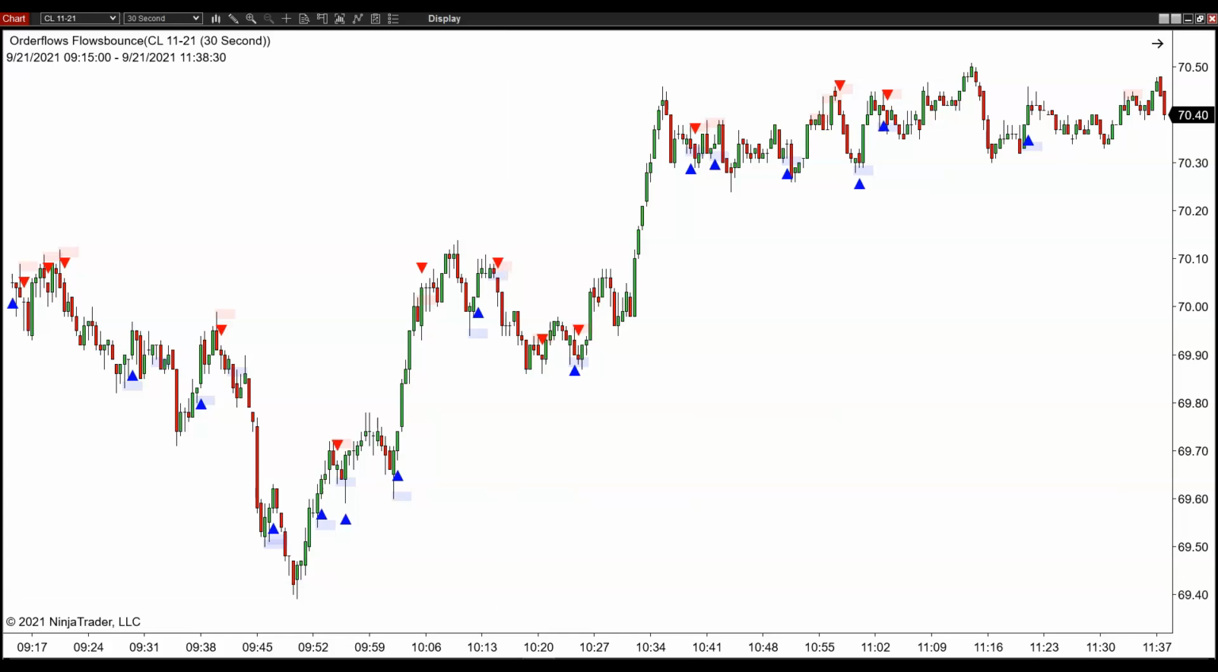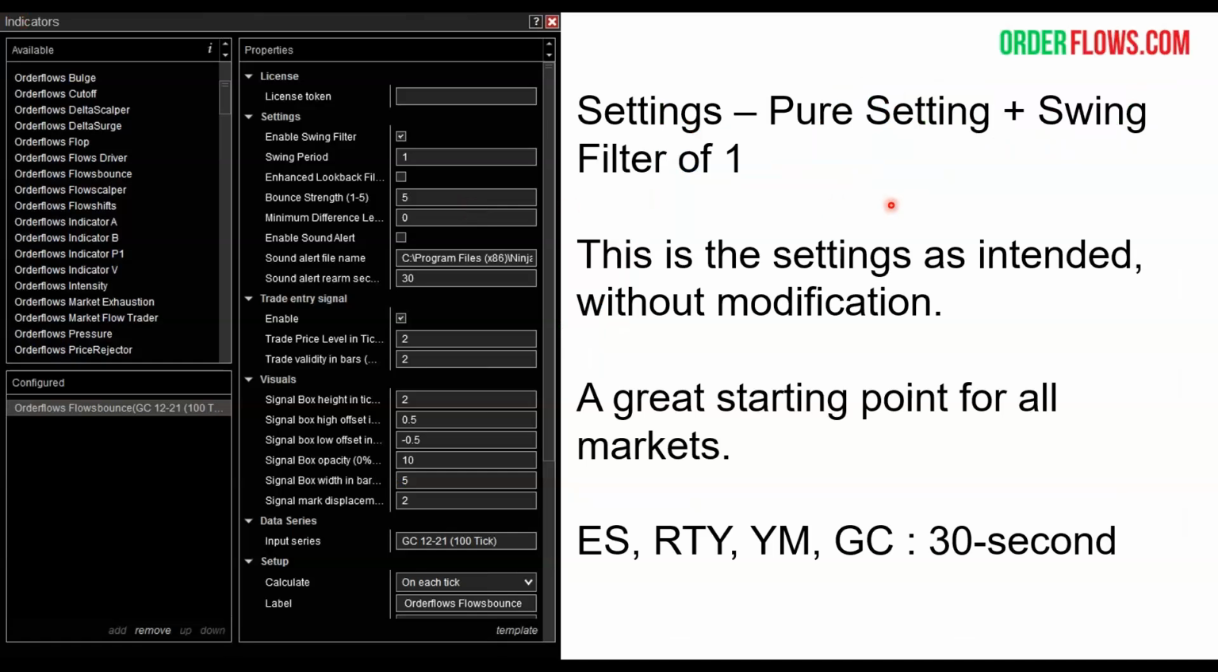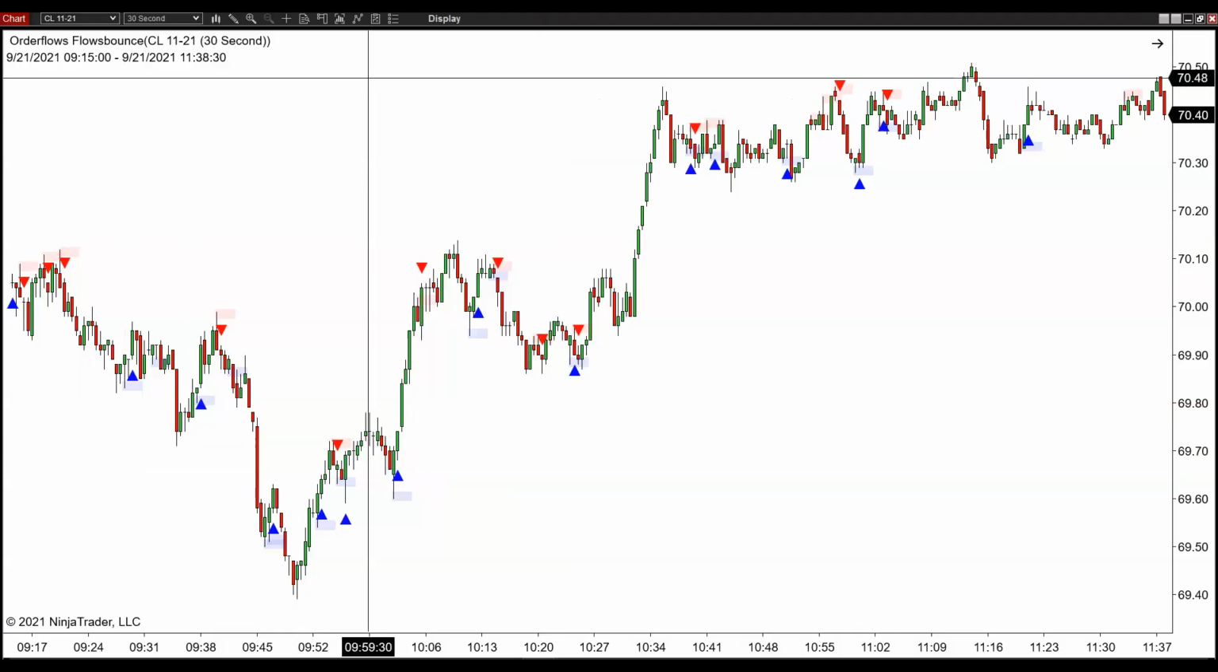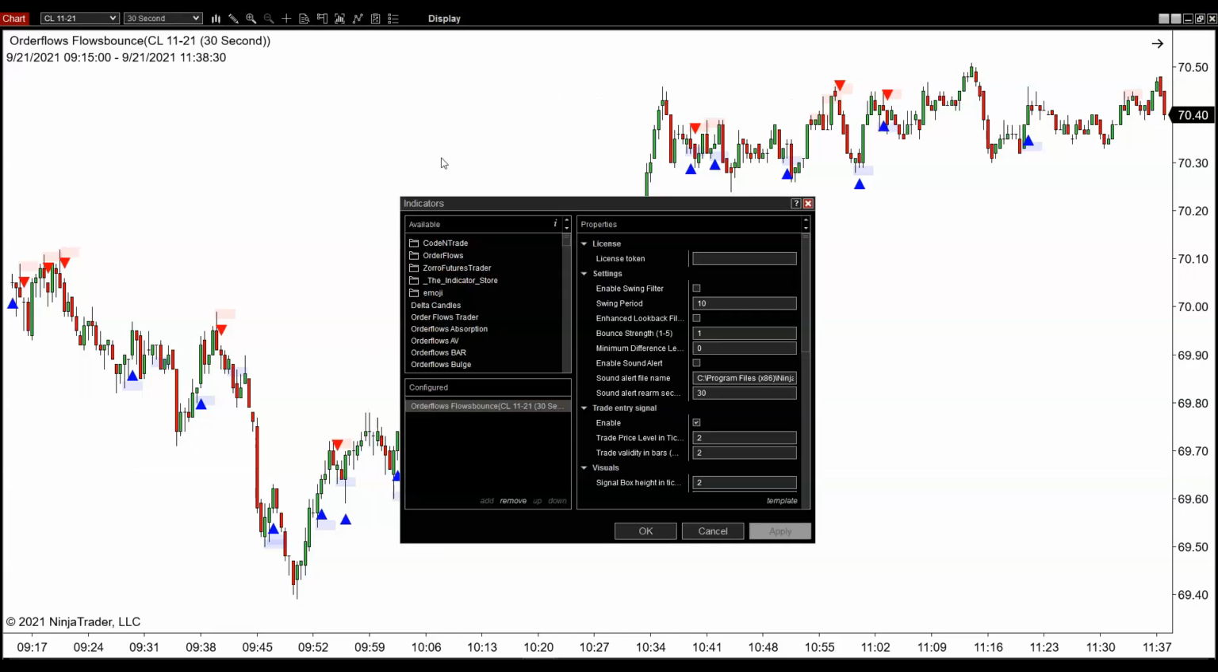Okay. So again, the starting point would be 5 for bounce strength 5. Now again, you could use a swing filter of 1, which would be sort of the weakest swing filter. So again, for example, let's just go back here. Okay, so I've got bounce strength set to 1 here.